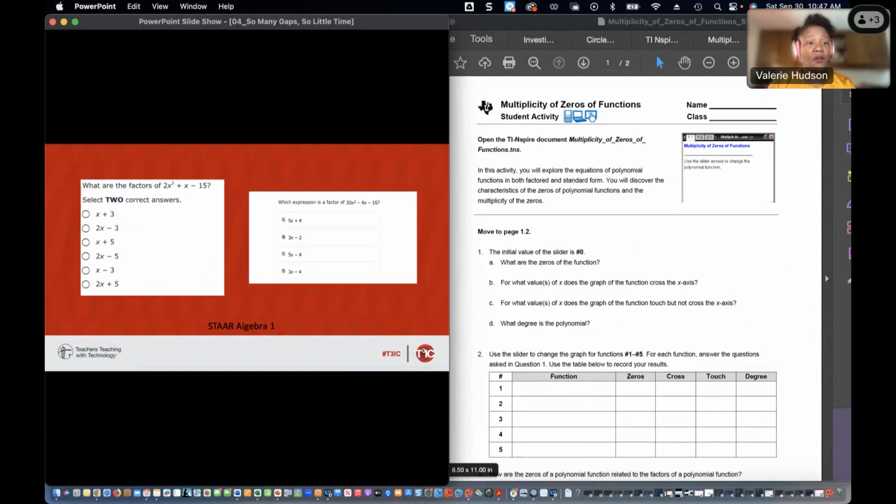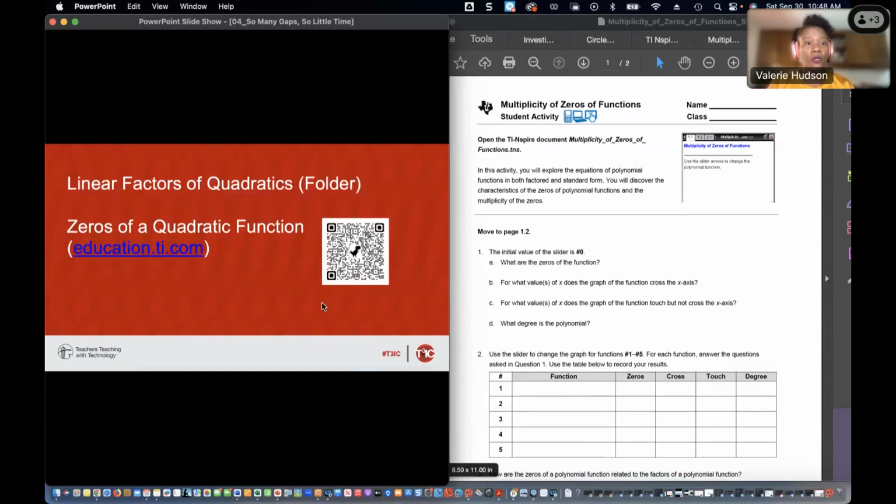For these two, these are two questions that came off of the Texas end of course test STAAR for Algebra 1. And these, again, are some questions that gave students some issues. So for those, there's two activities. One will be in the folders called Linear Factors of Quadratics, and I'll show you what it looks like. I didn't make written directions for it, but I'm actually going to show you how you can have your kids make it themselves. Or if you'd rather just use the TNS document in the folder, great.